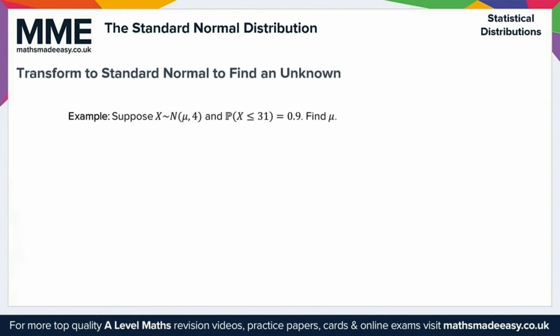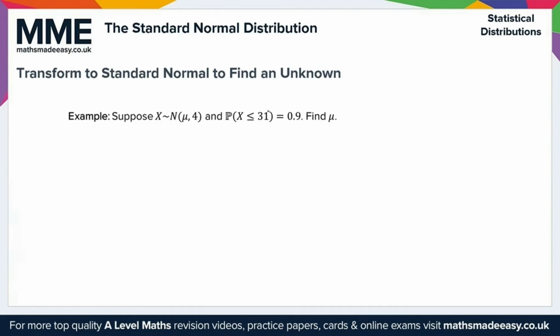Moving on now to take a look at transforming to the standard normal to find an unknown. Now the biggest reason to use the standard normal distribution is that doing so can help us find mu and sigma if one of them is unknown. So let's consider this example here. We've got our distribution for x, where we've got mu, and we've got the variance of 4 here. And we're told the probability of x being less than or equal to 31 is 0.9.